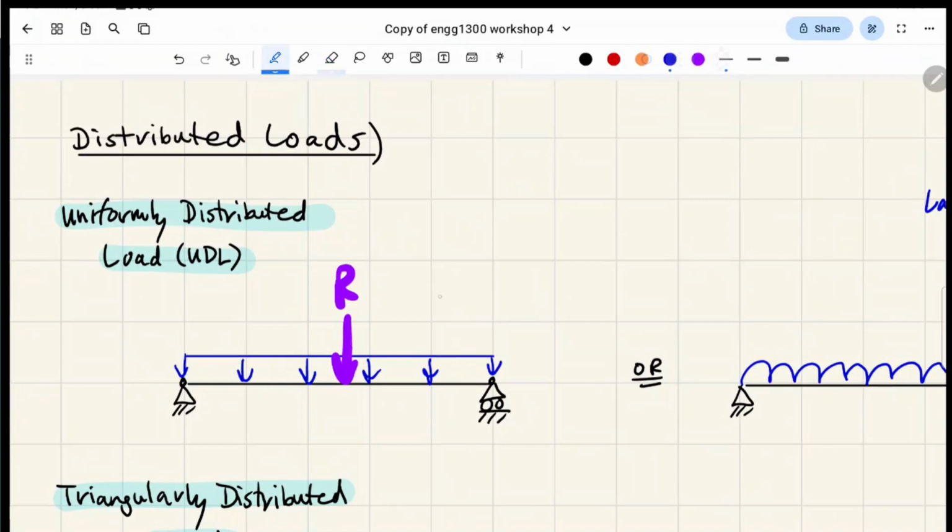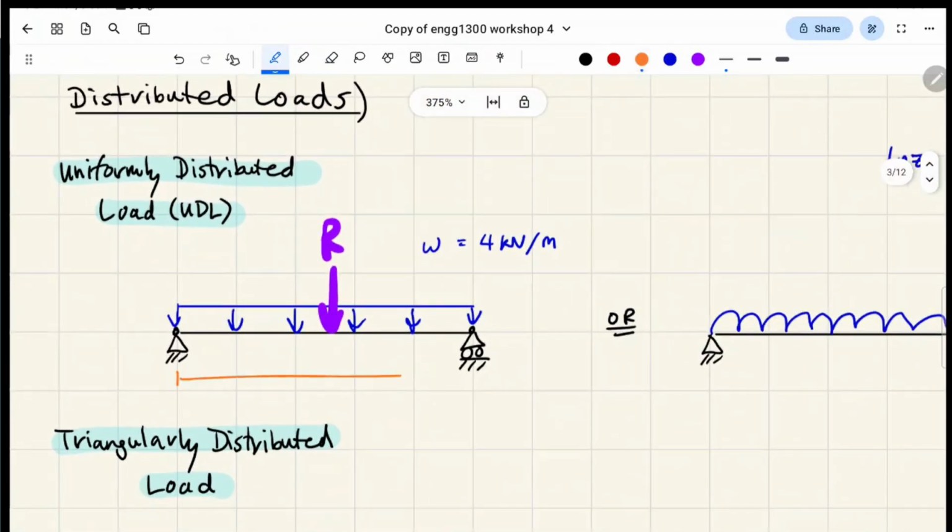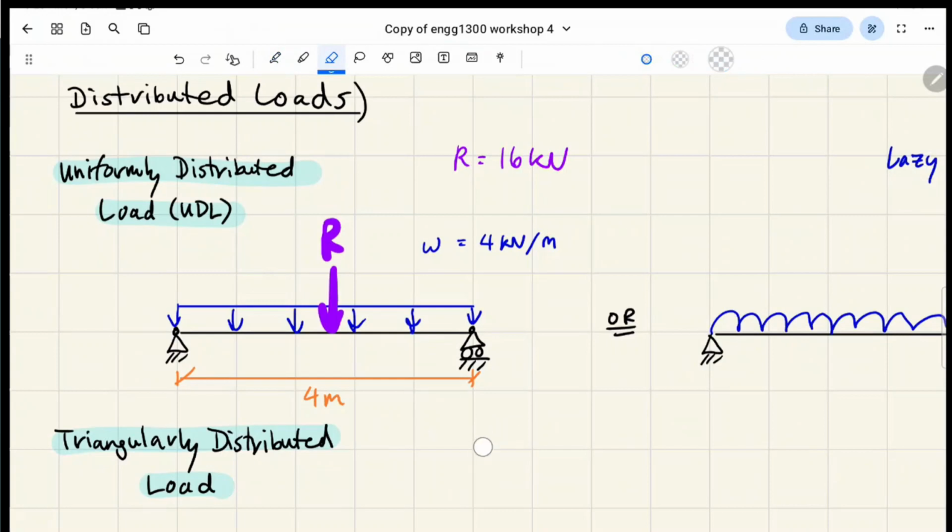So the resultant load of this entire distributed load is equal to whatever load it was. So let's call it W. Let's say, for example, it's 4 kilonewtons per meter, right? And let's say this is 4 meters, right? So the resultant load would be 4 times 4, because it's 4 per meter, and we have 4 meters of it. And so all up, the resultant load is 16, right? In this case.